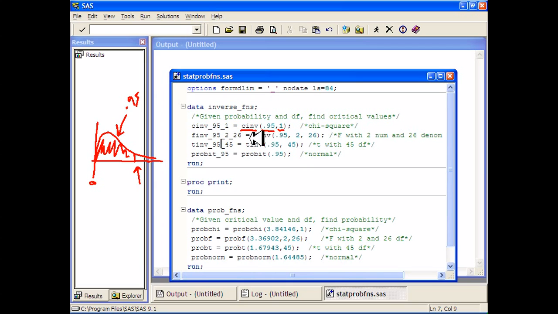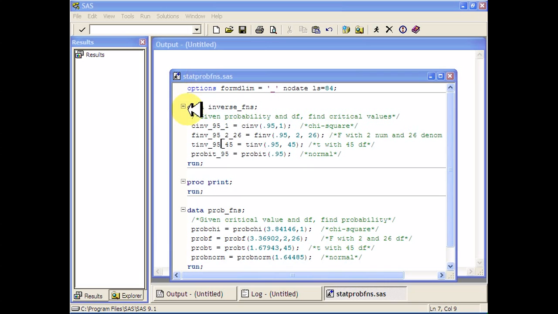Same thing with the F. If you have, say, 2 and 26 degrees of freedom, 2 being the numerator degrees of freedom, 26 the denominator degrees of freedom, I'll just use this FINV function. The TINV function is similar. You put the area first and then the degrees of freedom. And for the normal, it's the PROBIT function, P-R-O-B-I-T, and then you just put the area that you want. And then you can print these out.